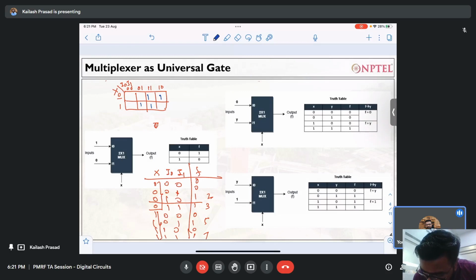If you combine this, you can combine this and combine this. If I write the expression of f, for the first part the expression will be x bar, and what is the variable that is common here? This is I0. Similarly, for the second part the variable is x, and what is the variable common here?